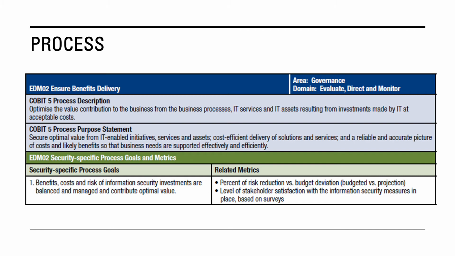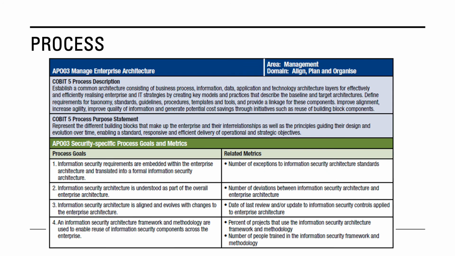Here are examples of the related metrics: percentage of risk reduction versus budget deviation, and the level of stakeholder satisfaction with the information security measures in place based on surveys. So this is typically what, when you're looking at Cobit 5, the different components, the different processes are going to be looking like.